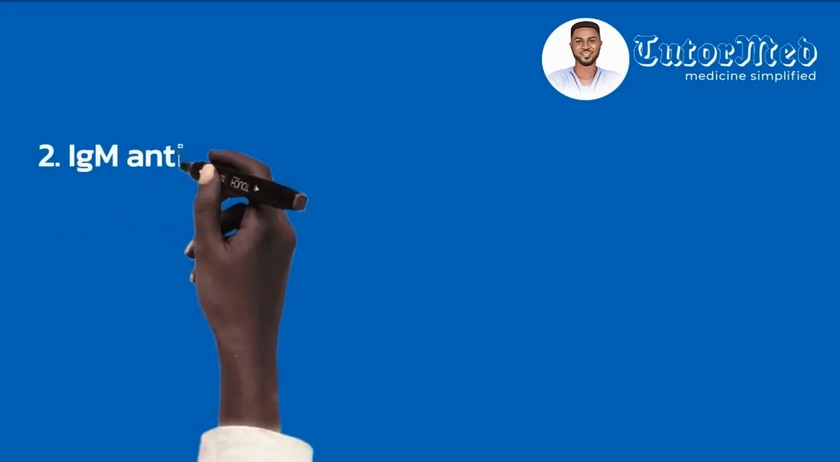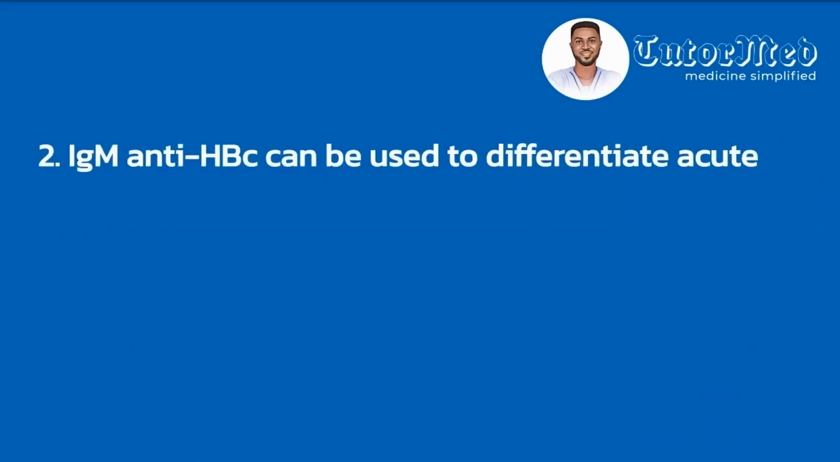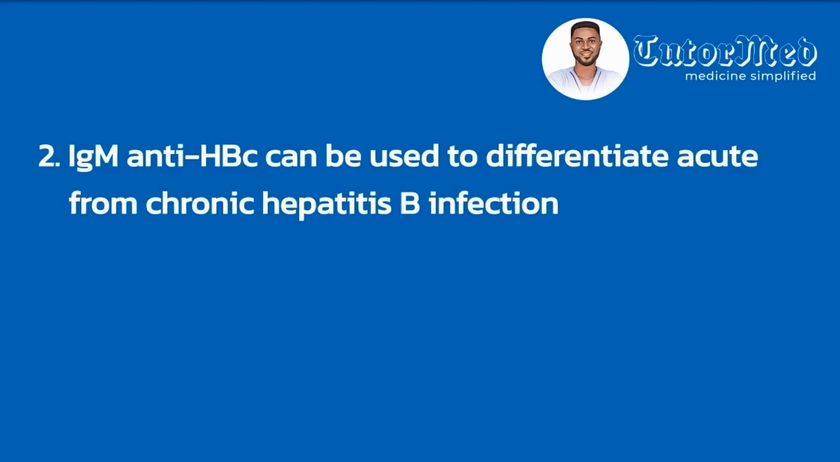Now, for this set of questions, indicate whether they are true or false. The second question says, the core antibody, the IgM type, can be used to differentiate between an acute infection from a chronic hepatitis B infection. If your answer is true, then you would be right, because the core antibody has two types, the IgM and the IgG. The IgM represents an acute infection, while the IgG stands for a chronic infection.